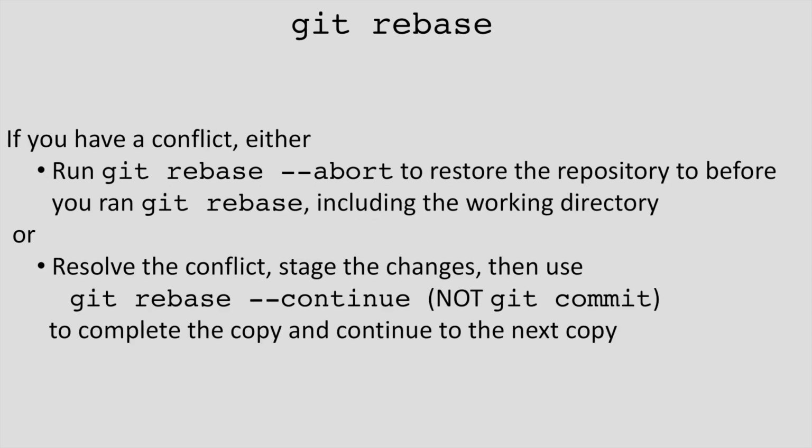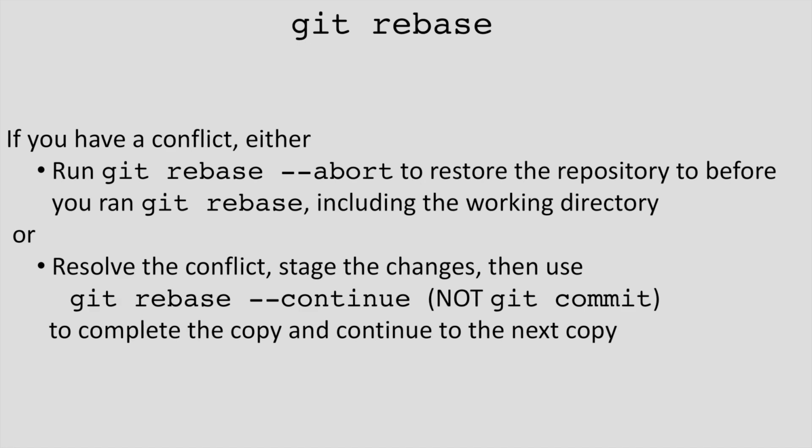If you have a conflict when running git rebase, you have two options. Option number one, use git rebase --abort to restore the repository to before you ran git rebase. That includes the working directory. It will cancel the rebase action. Or resolve the conflict, stage the changes, then use git rebase --continue. Now this is different from git merge, because in git merge you have to use git commit to complete the resolve of the conflict. But in rebase, you use git rebase --continue, and that will complete the copy and continue to the next commit to copy.